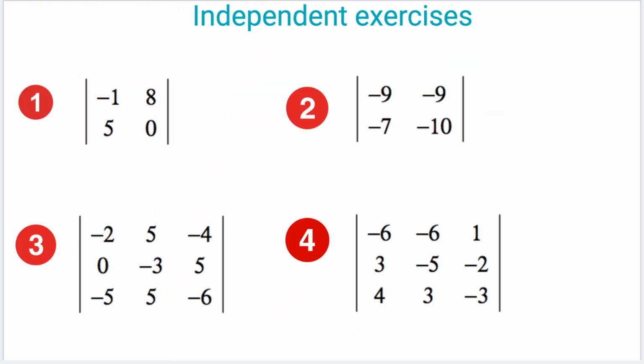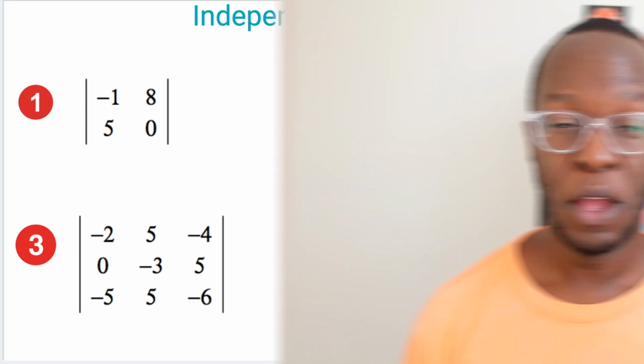Check out these independent exercises. There are only 4 of them. And calculate the determinant of each matrix. Some of them are 2 by 2 and some of them are 3 by 3. Once you're finished trying the exercises, the answers are in the description box below. All right, well, that's pretty much it. That's how you find the determinant of a matrix.